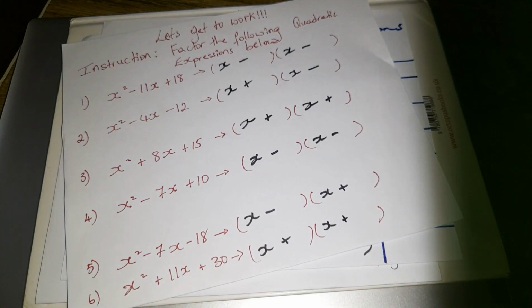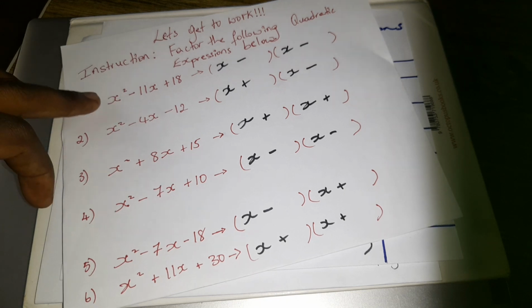Alright, so that's how we do it. First, put on the 2 brackets and put in the sign. We already have that. Alright, level 2 now. Level 2, number 1 and level 2 question, right?